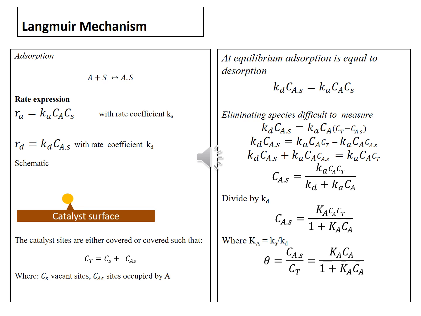And we divide that equation by KD throughout. And then we will get C_A·S equal to K_A C_A C_T over 1 plus K_A C_A, where these are now equilibrium constants, where the equilibrium adsorption constant for A is represented by Ka over Kd. Another term that we usually make use of is fractional coverage. And if we substitute that equation into the main site balance equation, we can get an expression for overall fractional coverage.